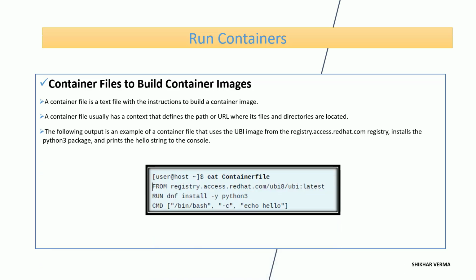The following output is an example of a container file that uses the UBI image from registry.access.redhat.com, then installs the Python 3 package and prints the hello string to the console. So with the help of this container file, it is going to first download the image, then install the Python package on that image, and finally execute this command.